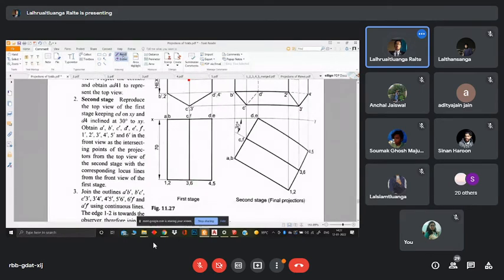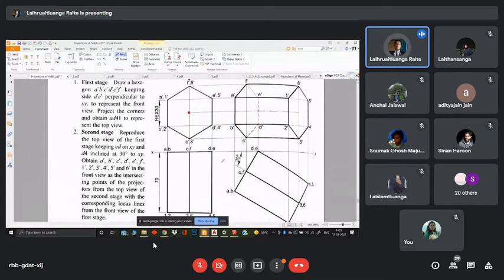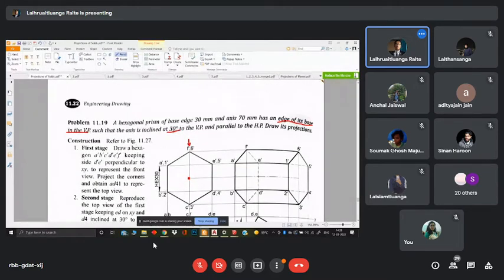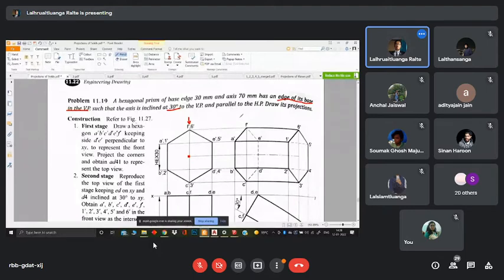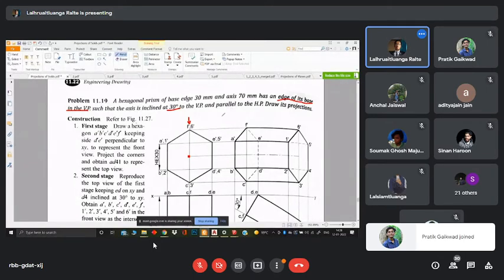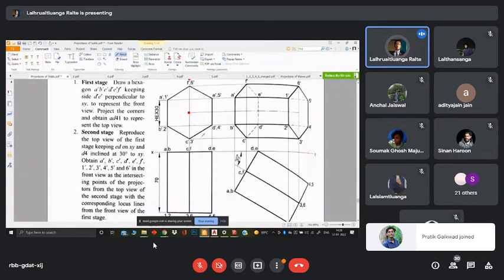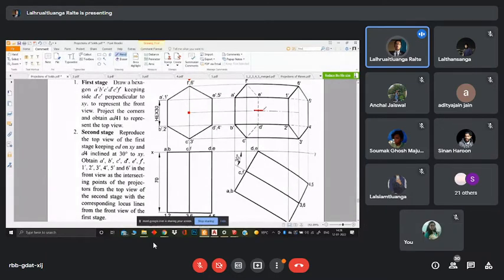Alright. So in the next step, what do we have? We have the axis inclined at 30 degrees to the VP and parallel to the HP. Parallel to the HP means that as we are rotating it, see, the axis is this one. It is still parallel to the HP. Just look at this. Alright, so let me erase this again.